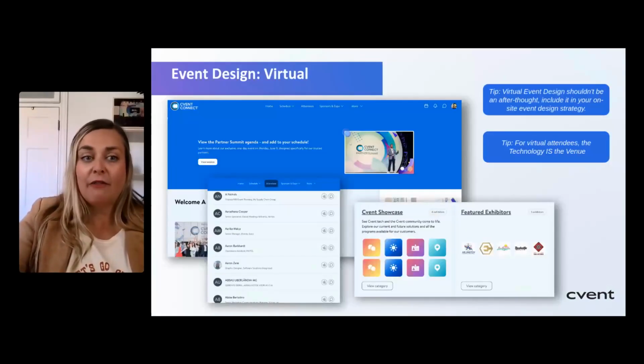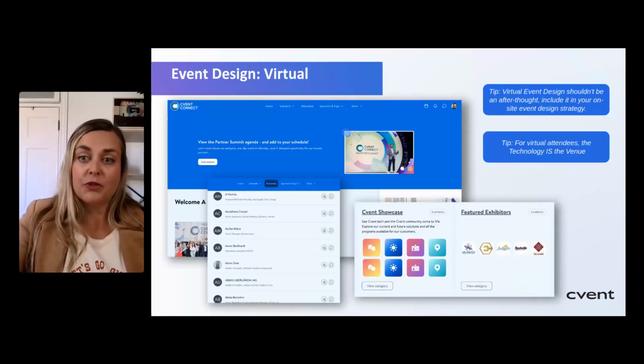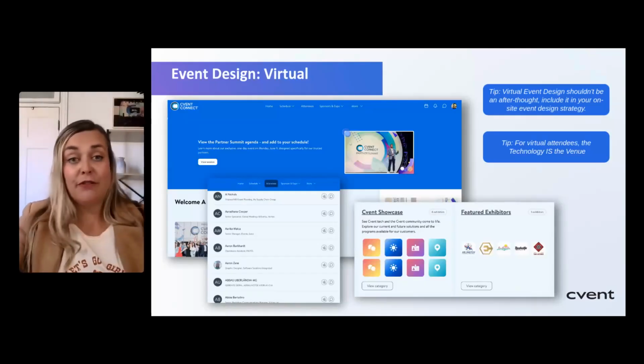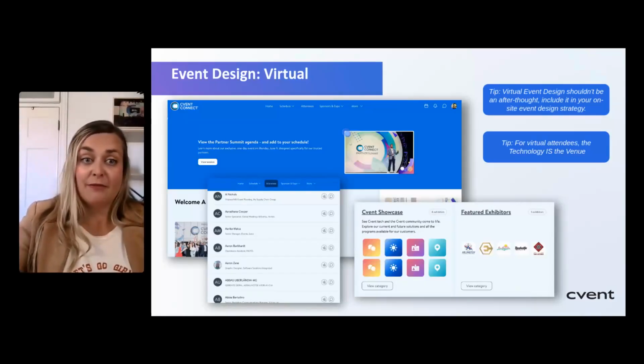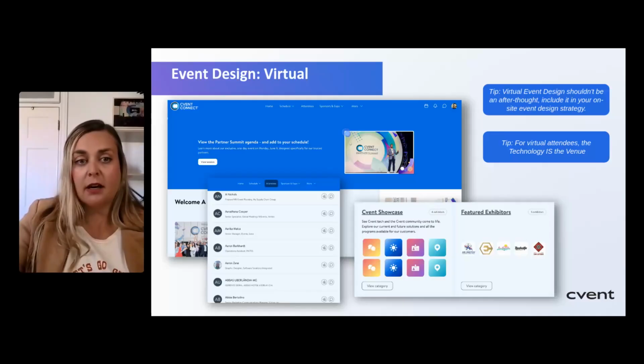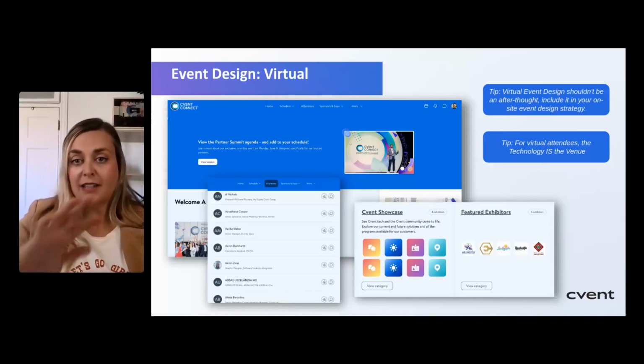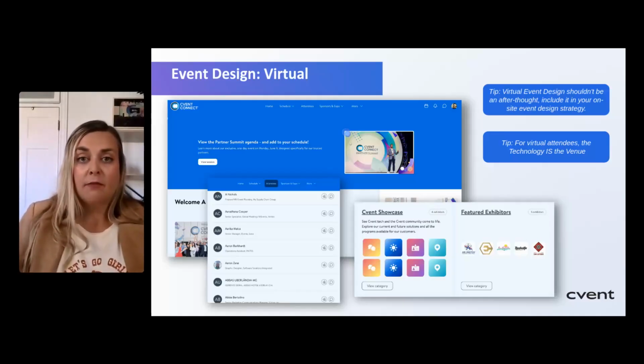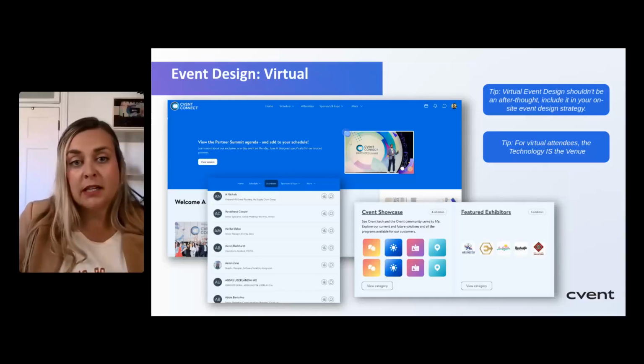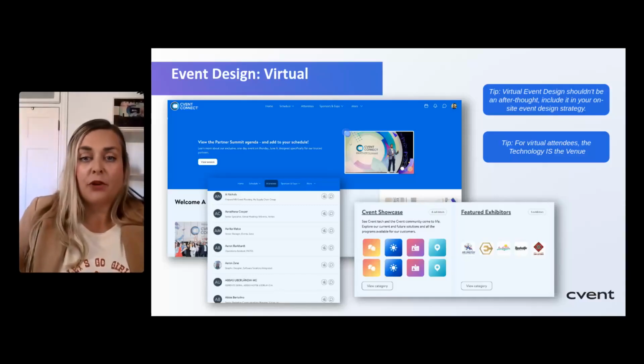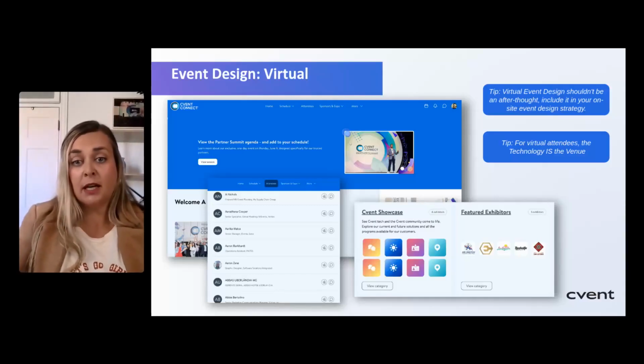All right. And then finally, the event design for virtual. With virtual, the venue is technology. That's one thing that's great: you don't really need to contract other than your event tech platform. But then you design the experience for attendees so that they can see what sessions are streamed live, they can see the exciting things that are happening next, and they can interact with other virtual attendees. I don't think it should be an afterthought. It should be baked in from the beginning.